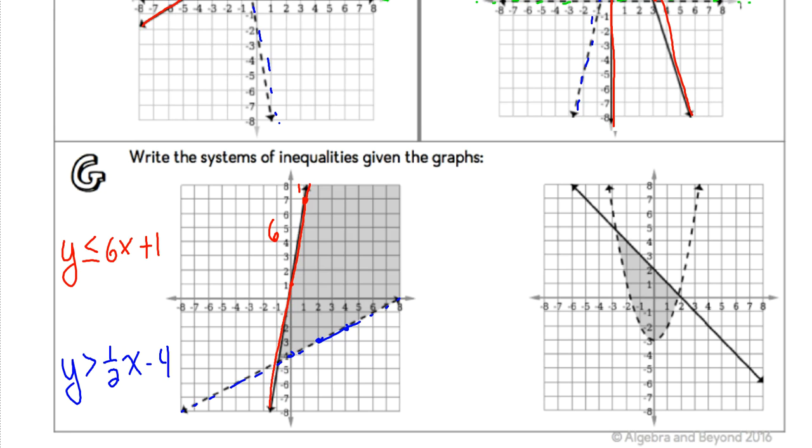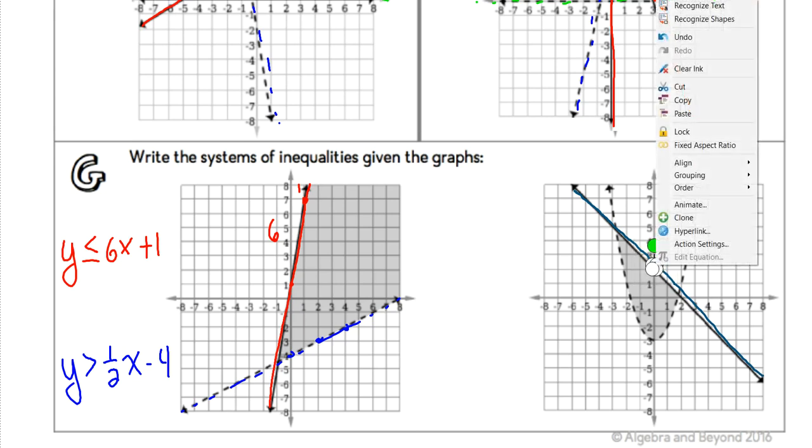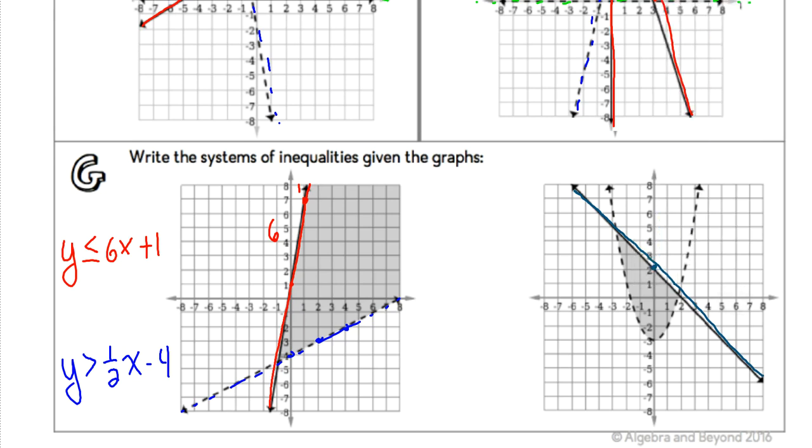Okay, last example before we get into some practice problems. This one I can see a quadratic and I can see a linear function. So let's start with the linear function, this line going across here. It looks like that y-intercept is at 2. So we have a y-intercept of 2, and it looks like my slope is going down 1 over 1. So that's a -1 slope. It is a solid line, so it's equal to, and it's shaded below it, so less than or equal to.